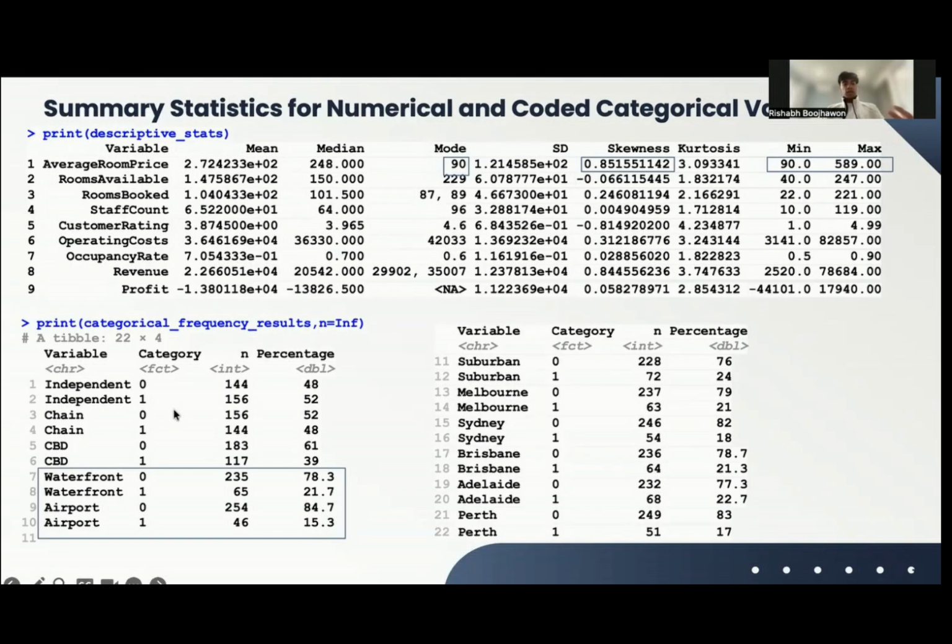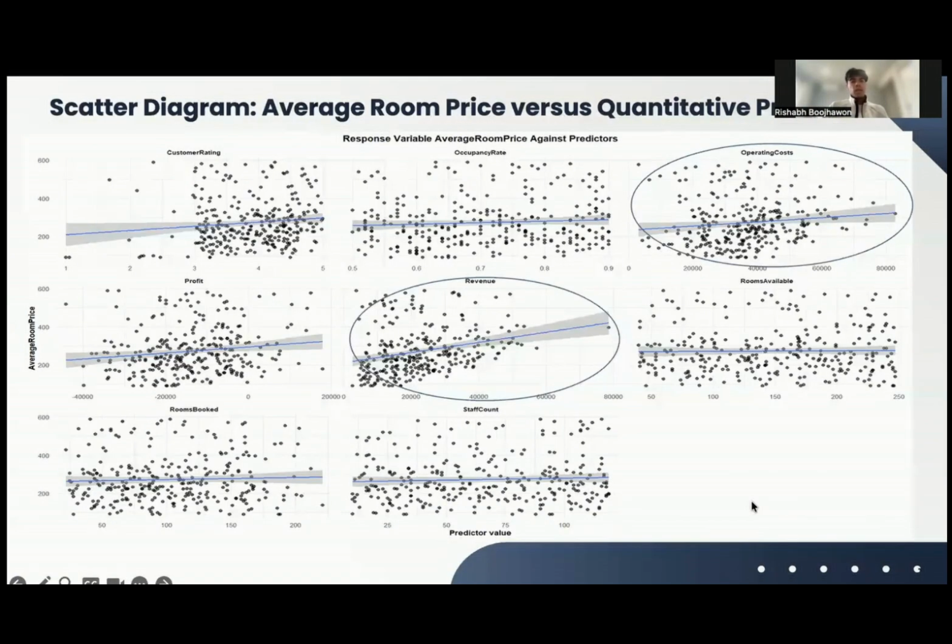Now we move on to the categorical variables. Each coded categorical predictor is represented using frequency and percentages. For example, we can see that 78.3% and 84.7% of hotels in our dataset are not located in waterfront and airport regions, respectively. Now we move on to the scatter diagrams that we have built.